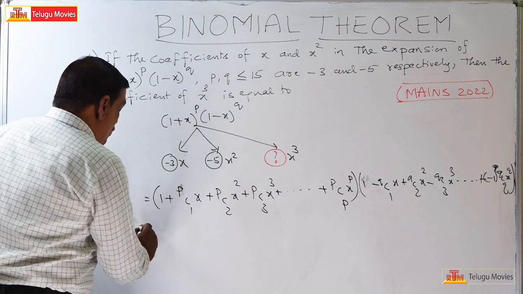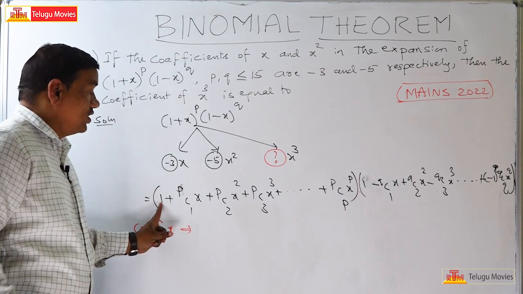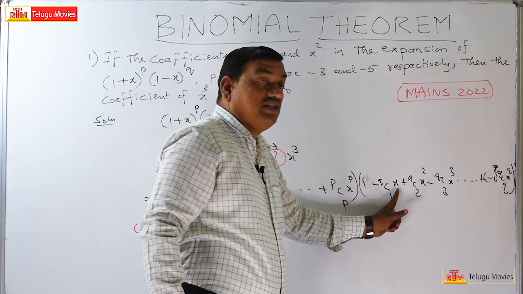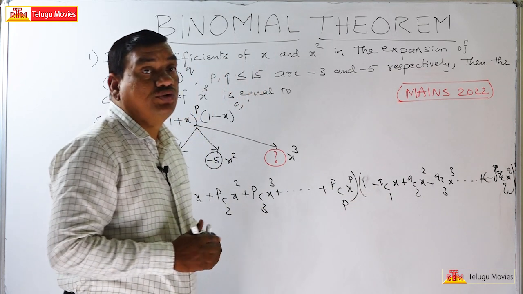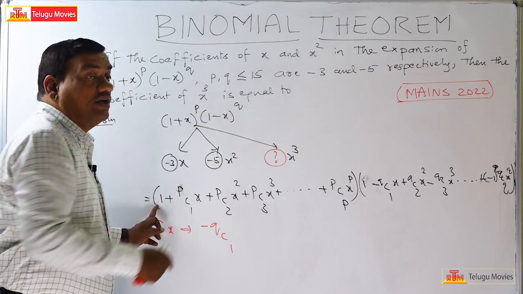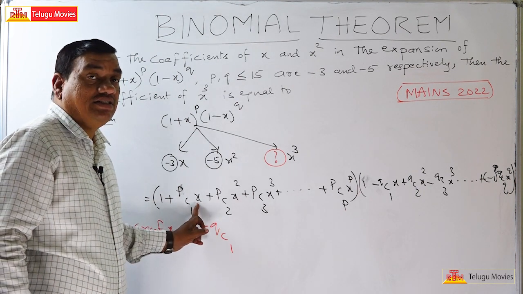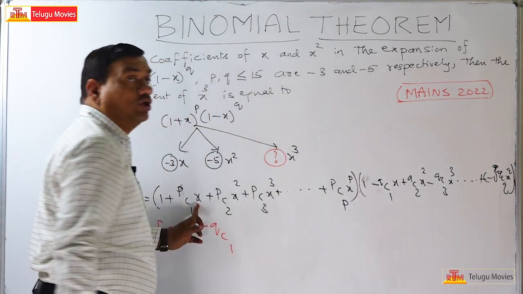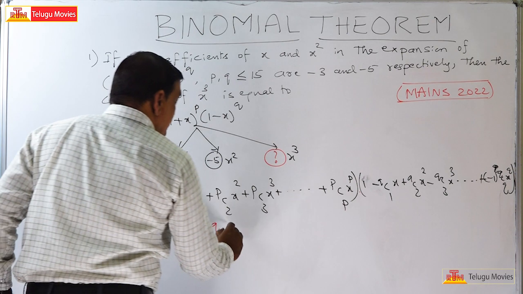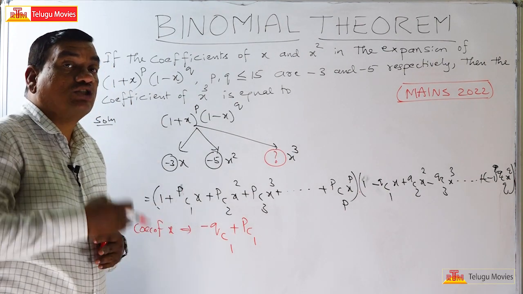First, the coefficient of x, that means we have to take out the x term. How do we get the x term? First take 1 from the first expansion and multiply it with the x term of the second. That gives minus qC1. From the other terms you won't get anything. Next, take the second term, pC1 x, and multiply with the constant 1 of the second expansion to get the x term. So the coefficient is pC1. If you multiply the next terms, you will get x square, x cube, like that.